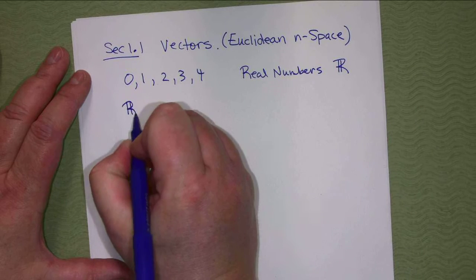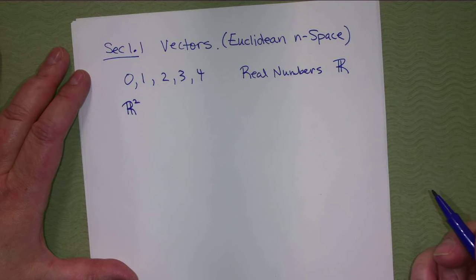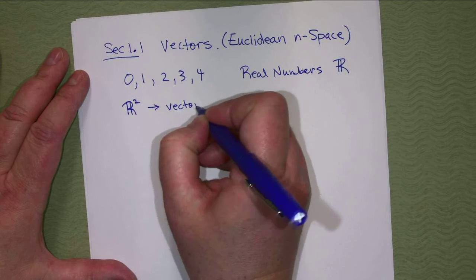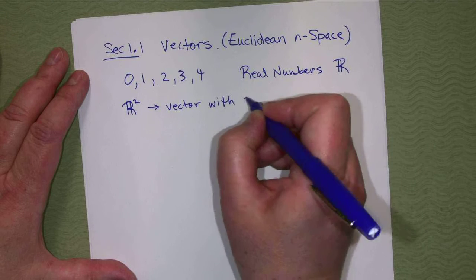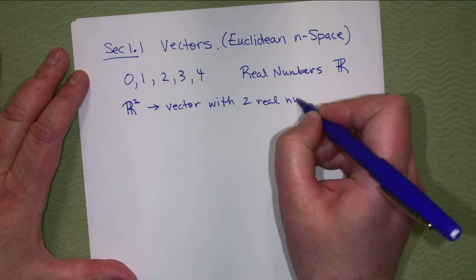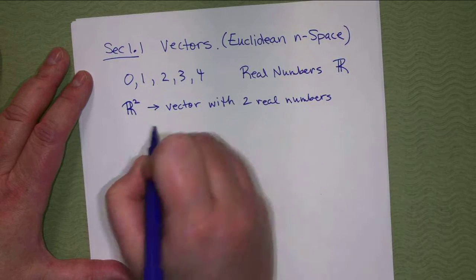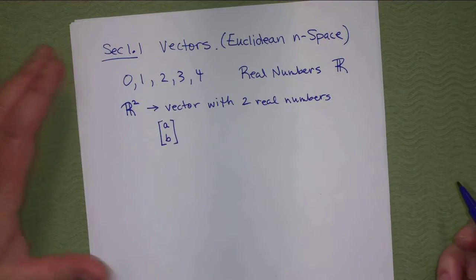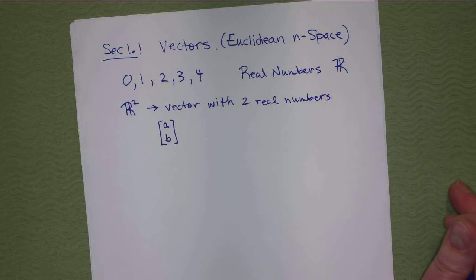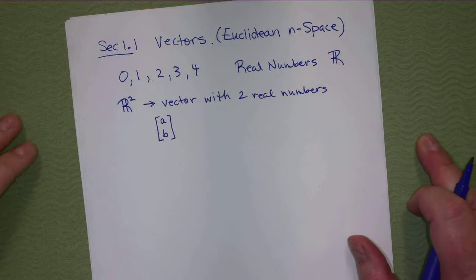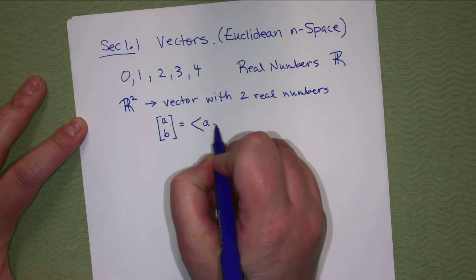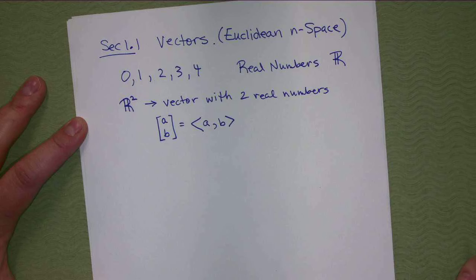So R2, it looks like a squared, but it's not read that way. It's not R squared, it's R2, a vector with 2 real numbers. The way we see vectors is usually with a square bracket, okay? We also can see them with a little triangle bracket, like that.